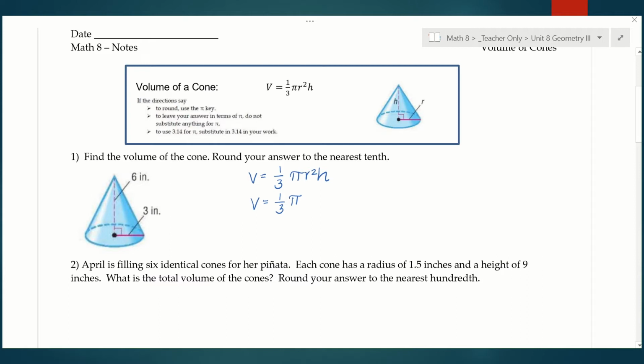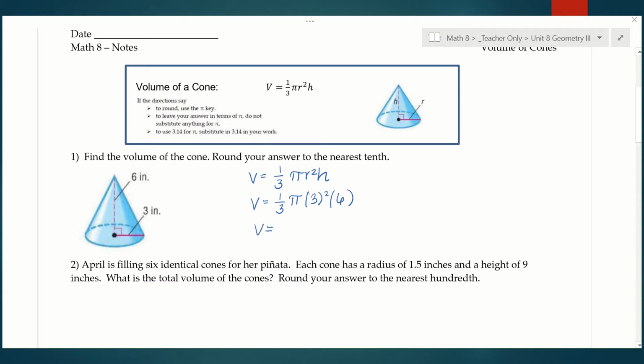And looking at our picture here, we need to find the radius of that cone. So remember, the base of your cone is a circle, and the radius of the circle is what goes halfway through, which is 3. So I'm going to do times 3 squared. And you can see the height of our cone is 6.